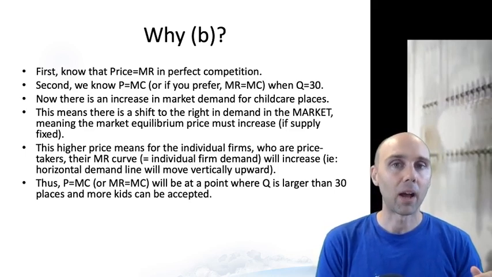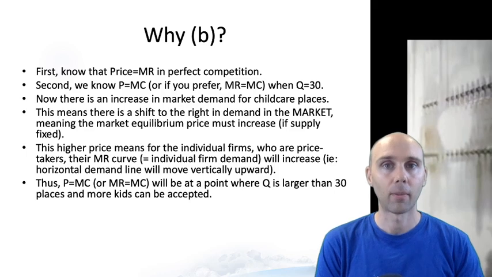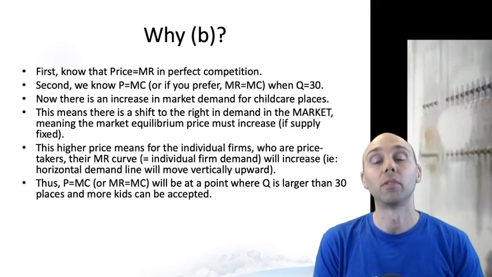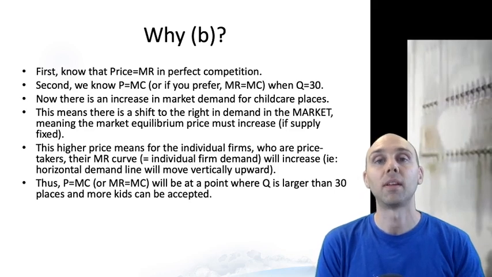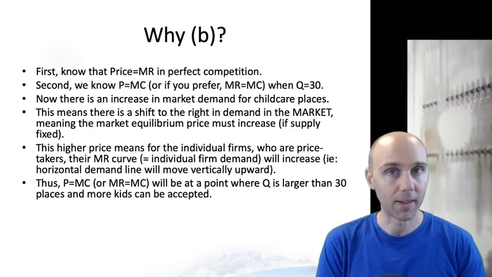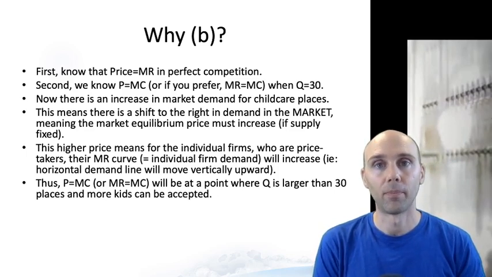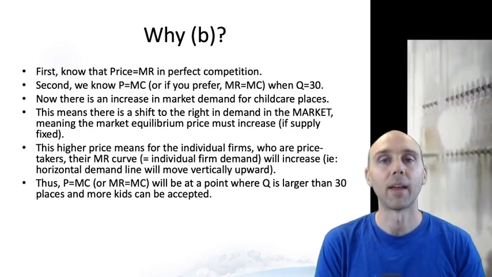First, let's think about our market graph. We've got supply and demand, and the demand curve is moving to the right. This will lead to an increase in the market price. Now let's switch to the individual firm, in this case Cubby Playhouse.